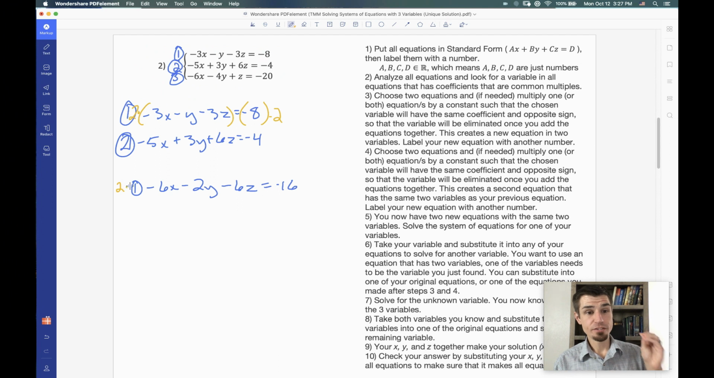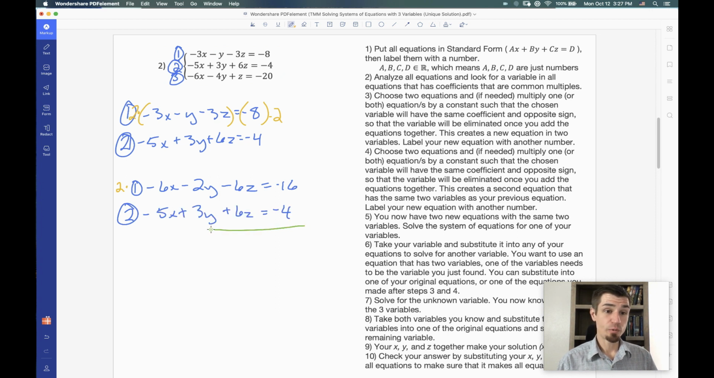So our equation of 2 times equation 1 is this new equation. We can just go ahead and write equation 2 down right here. And we want to add them together to eliminate. -6x minus 5x is -11x. Negative 2y plus 3y is just y. These eliminate, which is what we want, and this will get us a negative 20. Don't forget to check your work. Yeah, this looks good. Okay. So remember, now we have a new equation. Let's go ahead and give it a number. This can be equation 4.